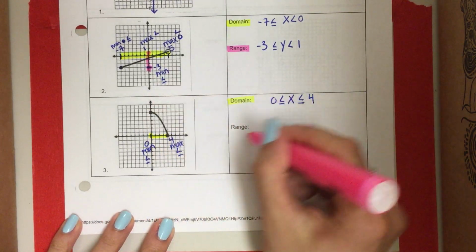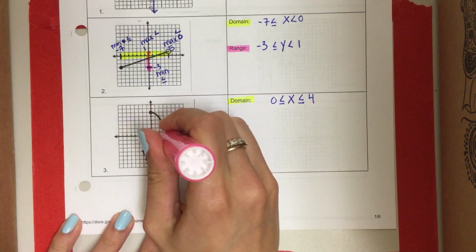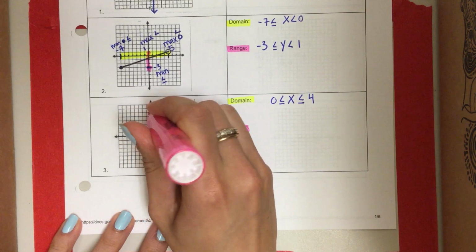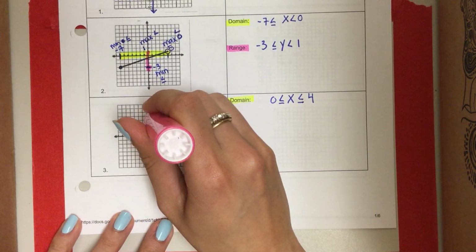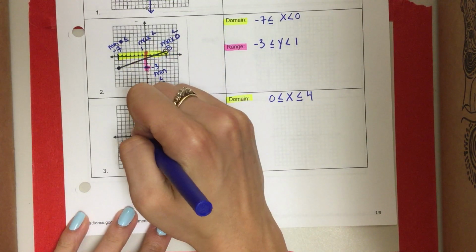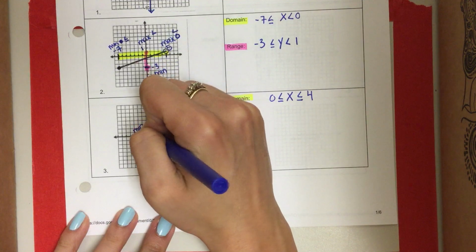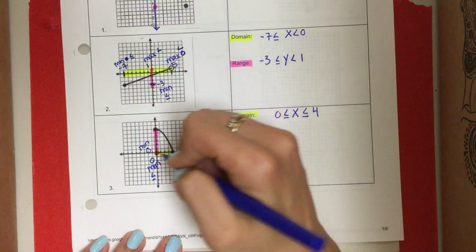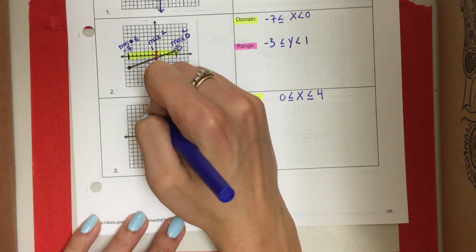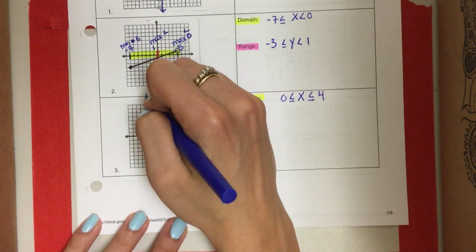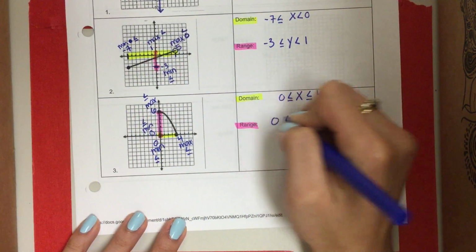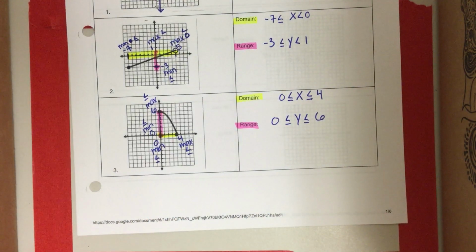All right, so our range is going all the way from this point right here, so y value of 0, all the way up to this point right here, y value of 1, 2, 3, 4, 5, 6. So we have 0, and then 1, 2, 3, 4, 5, is that 6? 1, 2, 3, 4, 5, 6, yep. And we're including each of those points. So 0 to 6.